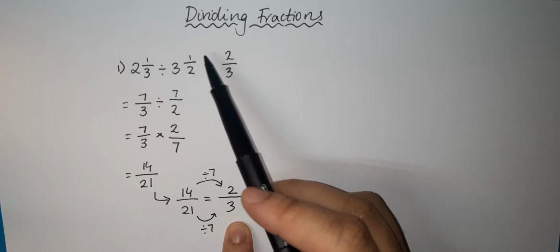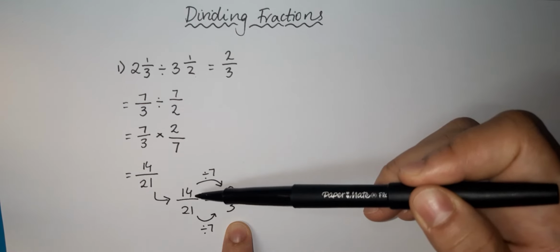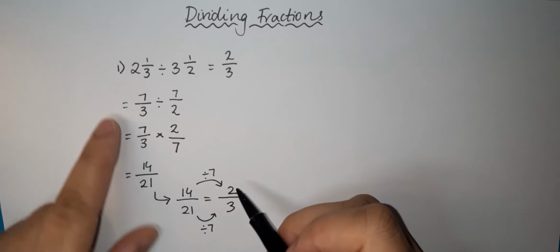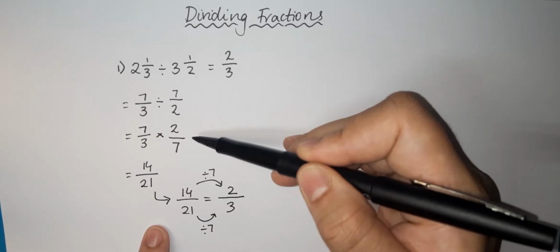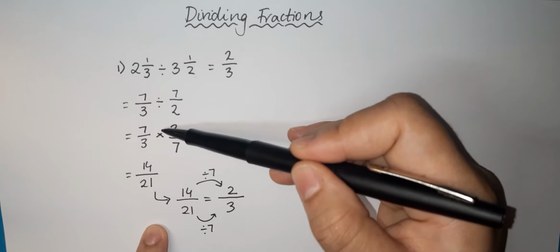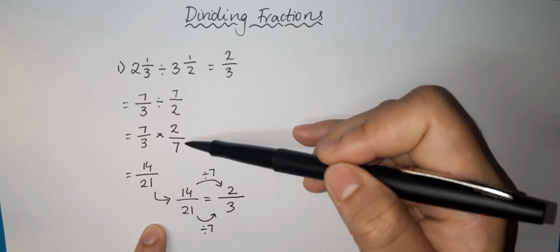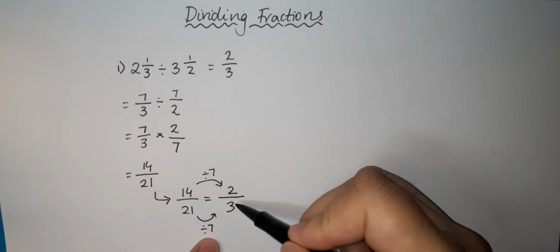So this, what we have at the beginning, has been broken down into several steps. First of all, we make it an improper fraction. Keep, change, flip. We keep the first fraction, change the sign, and we flip the second fraction. Then we multiply the fractions, and then we simplify.